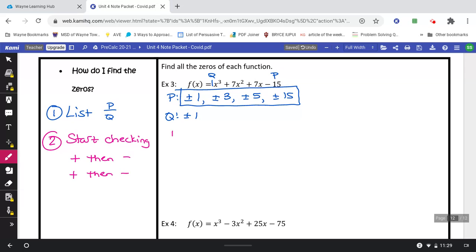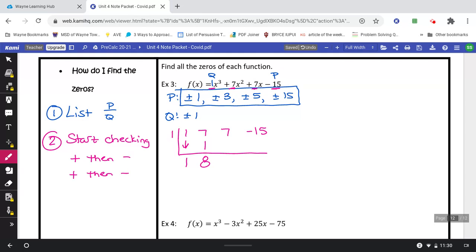So I'll start with positive 1. 1, 7, 7, and negative 15. Those are my coefficients. And we'll do synthetic division again. This one doesn't have any imaginary numbers, so it should go a lot quicker. Drop down the first 1. 1 times 1 gets me 1. Then I add the numbers on the inside, 7 plus 1 to get 8.